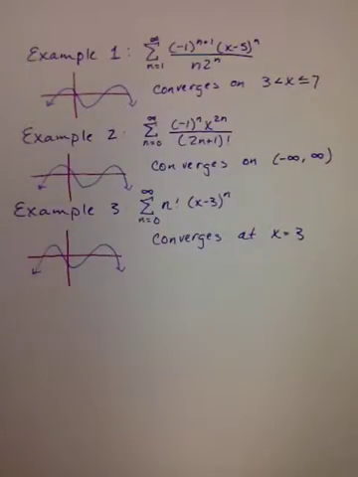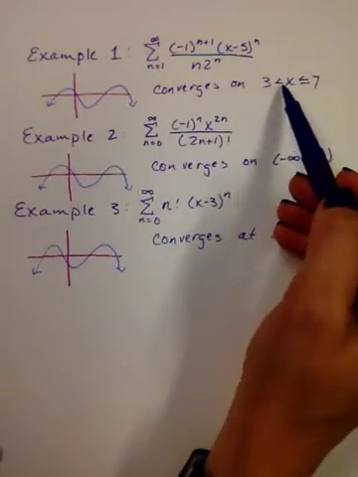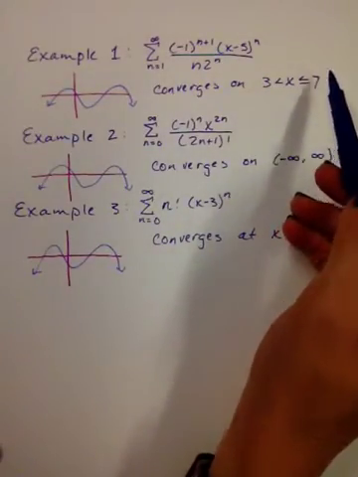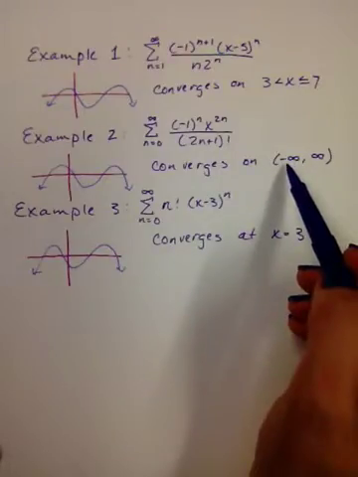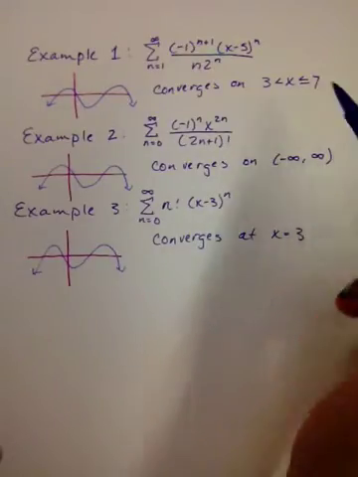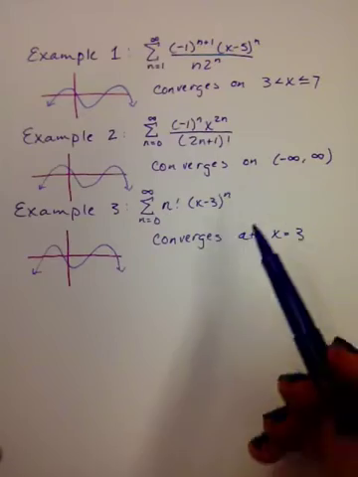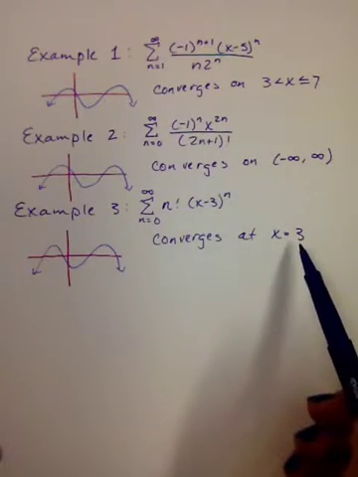So we just did 3 examples of finding intervals of convergence. Our first example converged on the interval from 3 less than or equal to x less than or equal to 7. Our second converged from negative infinity to infinity, and you can have either kind of notation here. Then our third converged only at x equals 3.